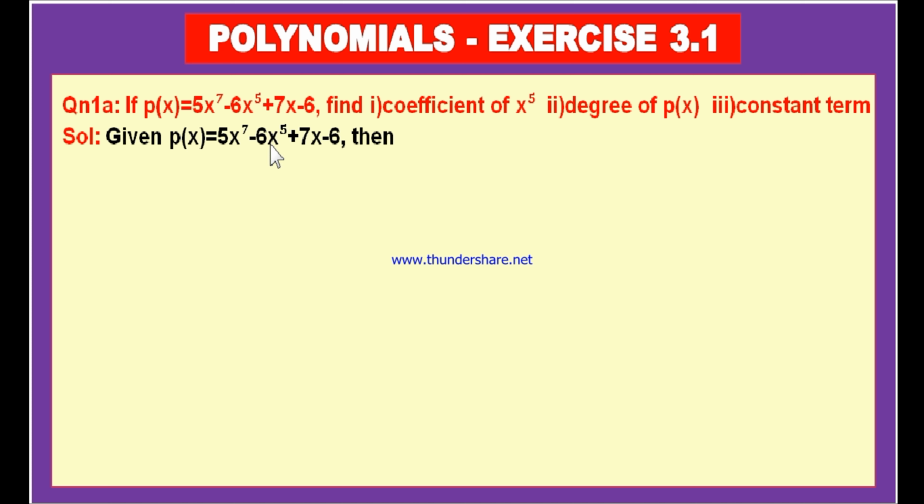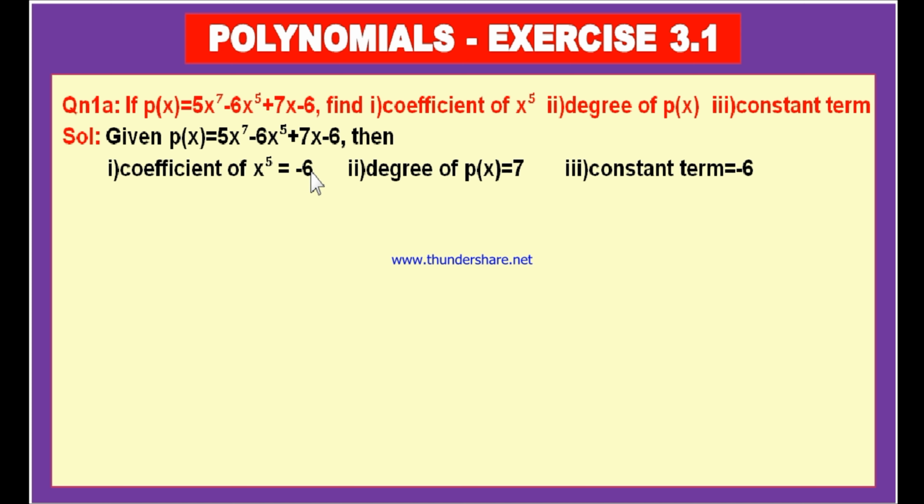Here, this is the x power 5 term. Minus 6x power 5 is the x power 5 term. Now, the quotient means the number which is just before x, or the number which is multiplying x power 5. This x power 5 is multiplied by minus 6. Therefore, minus 6 is called the quotient of x power 5. The x power 5 quotient is minus 6.